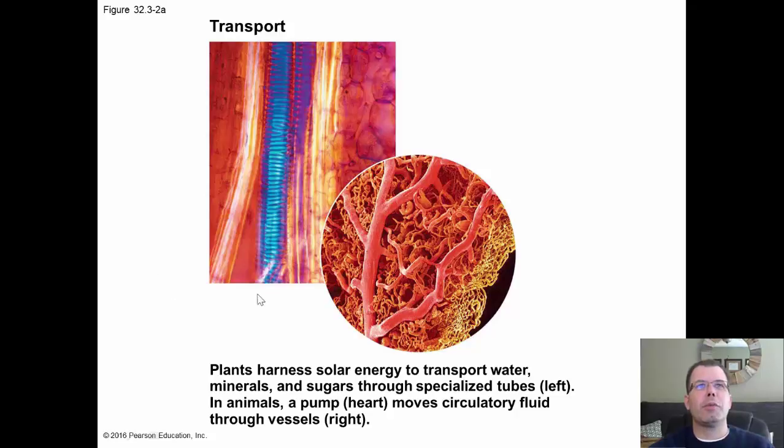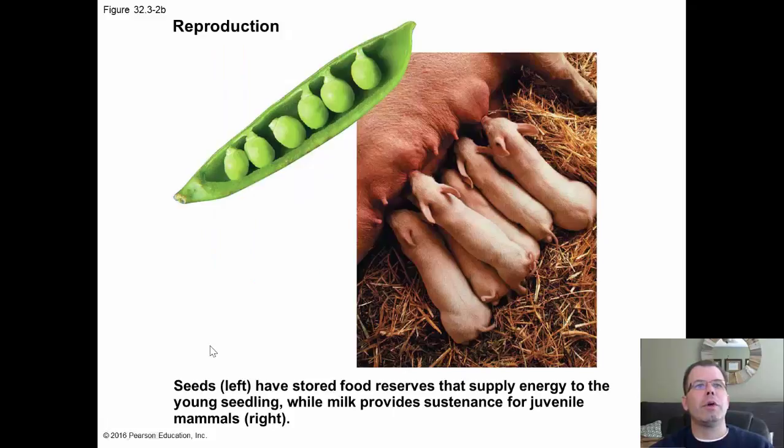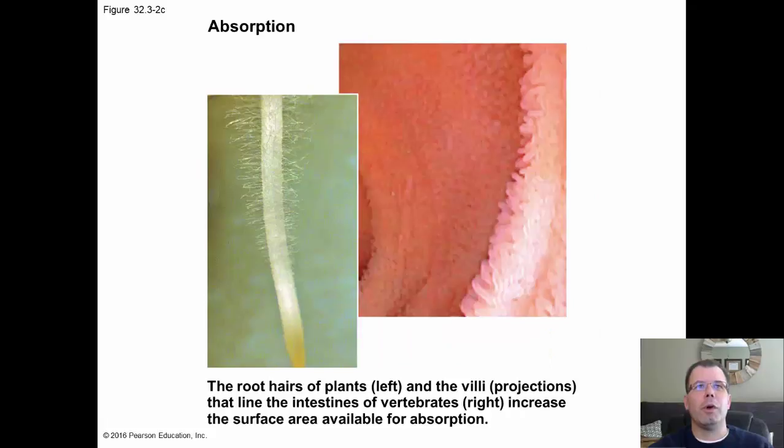You can look at transport. We've talked about plants having phloem and xylem moving things through, whereas in animals you have the arteries and veins moving the circulatory fluid, which is primarily blood, through the vessels. You also have the lymph system, which moves the lymph, and that's really the extracellular fluid, in a third set of vessels that we have. Again, reproduction: seeds have stored food reserves that supply energy, whereas in mammals we produce milk, and the amniotes have eggs with a yolk sac that provides minerals for the developing embryo as well. So you see that not only in plants but in animals as well.